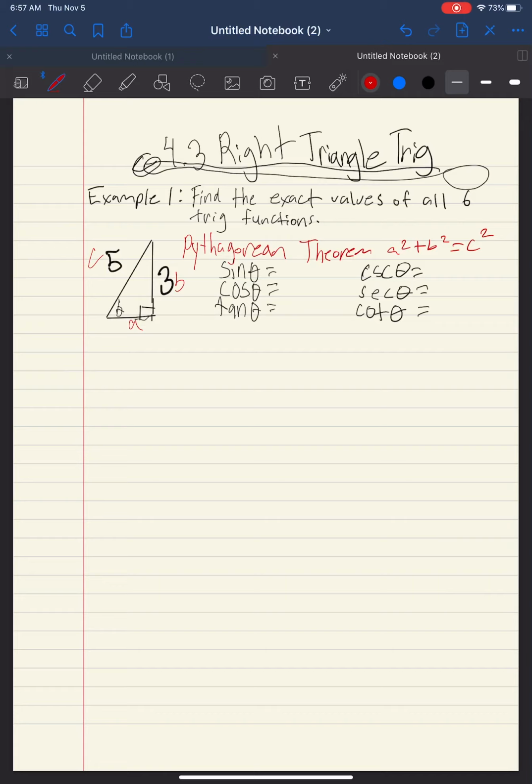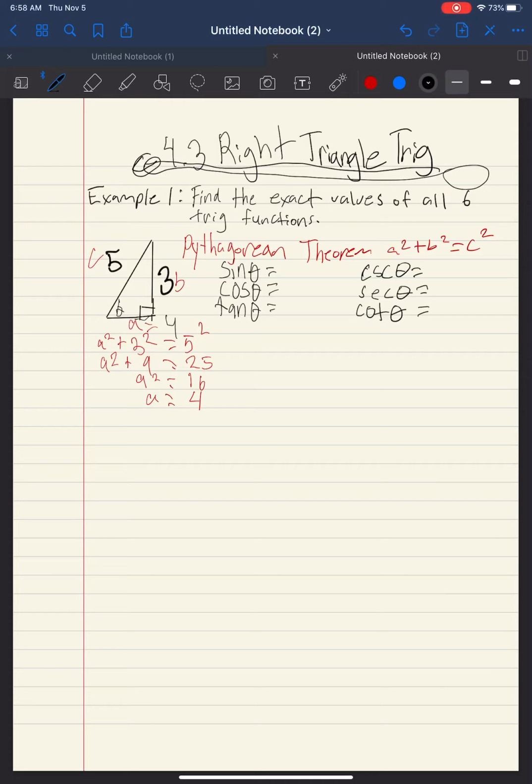Alright, now that I got that, I know it's going to be a squared plus 3 squared equals c squared, which is, whoops, getting ahead of myself, 5 squared. Once you do that, you get a squared plus 9 equals 25. And then you know it's going to be a squared equals 16. And then you get a equals 4. So now I know that this is equal to 4.